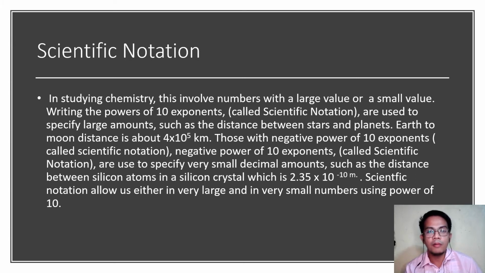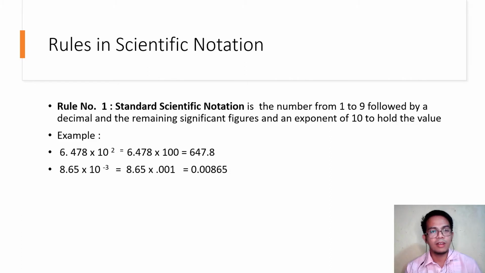Negative power of 10 exponents, also called scientific notation, are used to specify very small decimal amounts, such as the distance between the silicon atoms in a silicon crystal, which is 2.35 times 10 raised to negative 10 meters. Scientific notation allows us to write both very large and very small numbers using powers of 10. So there are several rules in scientific notation.